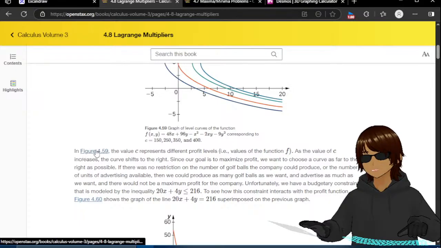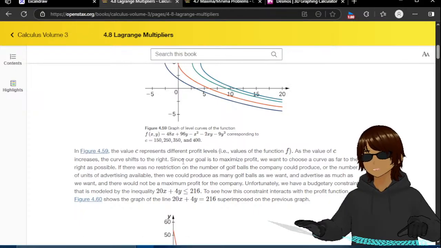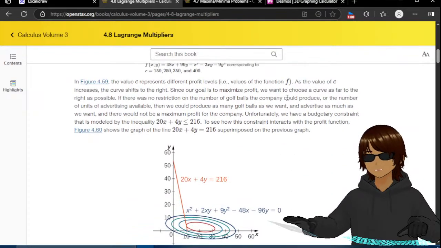In figure 4.59, the value C represents different profit levels. As the value of C increases, the curve shifts to the right. Since our goal is to maximize profit, we want to choose a curve as far to the right as possible. If there is no restriction on the number of copies the company produces or the number of units of advertising available, then we can produce as many copies as we want and advertise as much as we want, and there would not be a maximum profit for the company.